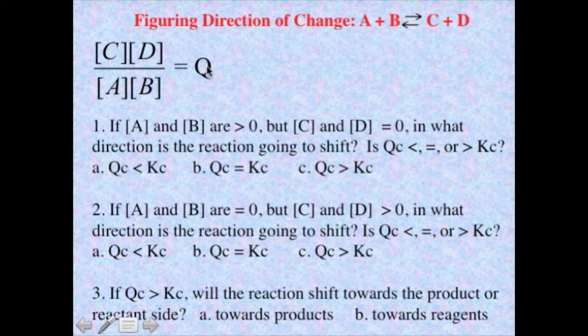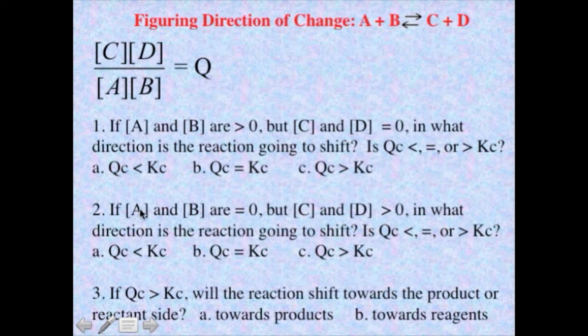Q has to grow in value. This ratio has to increase in value. And if we just think about it, you don't have any product and you have A and B concentrations as reagents, the reaction has to shift to the product side. So if Q is less than K, which we have here, the reaction is going to shift toward the product side to make Q larger in value.